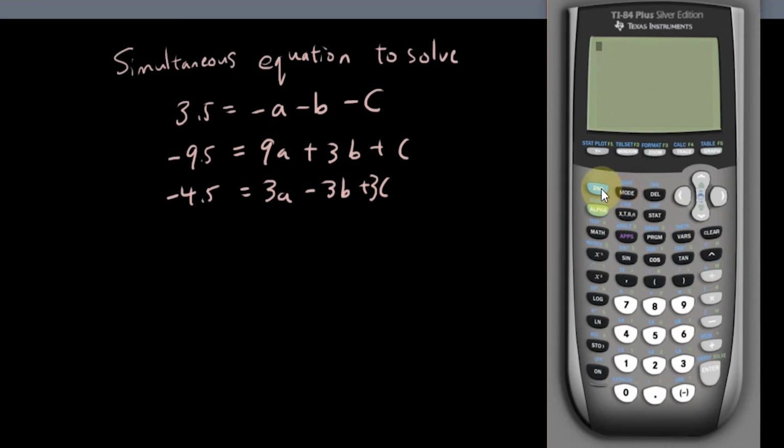The second matrix, matrix B, is going to have these three numbers. So it's a 1 by 3 matrix. Oops, 3 by 1 matrix, sorry. It's going to have these three numbers: 3.5, -9.5, -4.5. Okay, and then I'll get out of that.